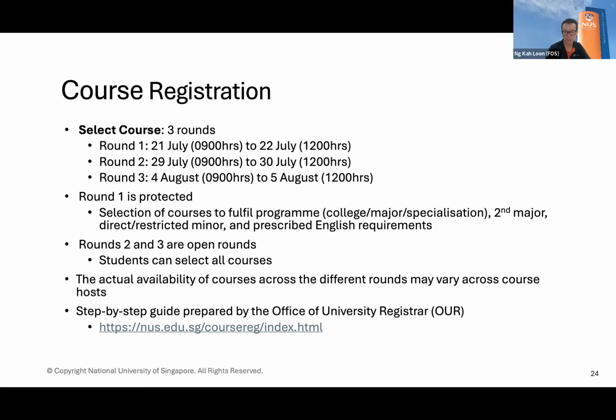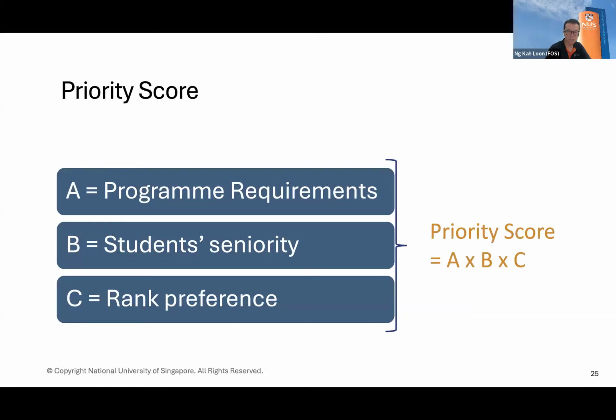For a step-by-step guide, please look at the website that contains information provided by our university's registrar's office. The course rec system is a priority-based system, so depending on what you are reading the course for, the system will determine your priority scores that are computed under these 3 categories. First, are you reading the course to fulfill primary major or second major requirements? This is the program requirement component.